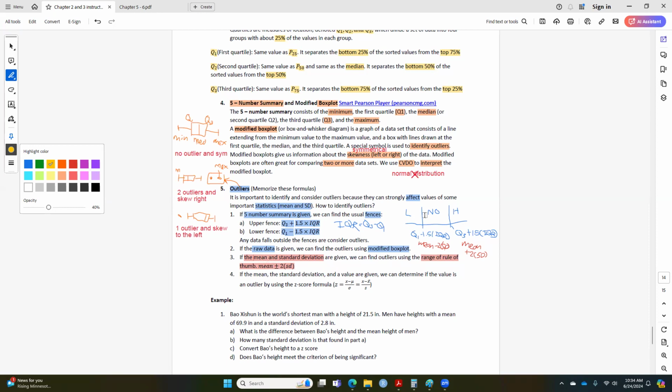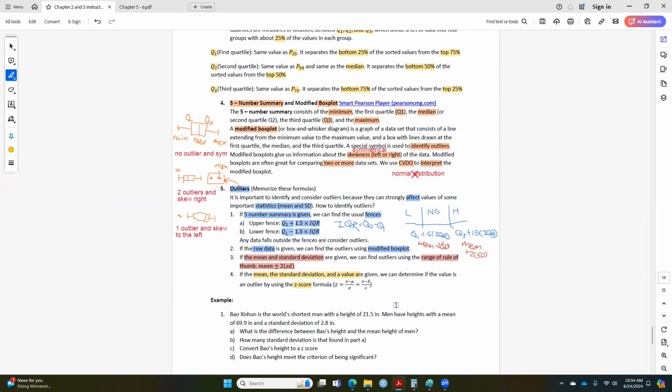And again, any number that falls below or above is considered low and high. Anything that falls in the middle is not considered high. And the last one is, if a question gives us the mean, the standard deviation, and a value, then we will use the z-score.